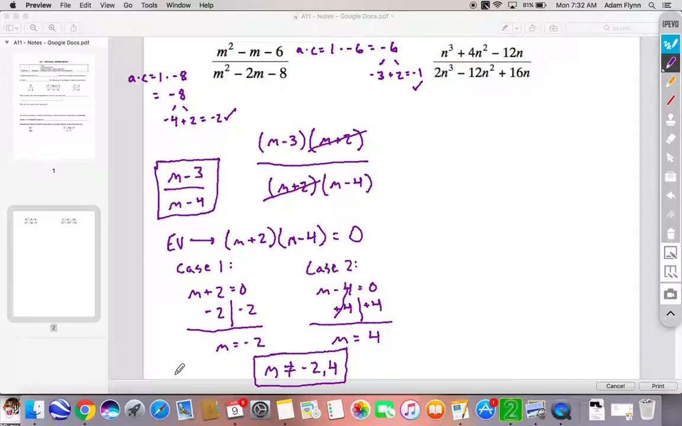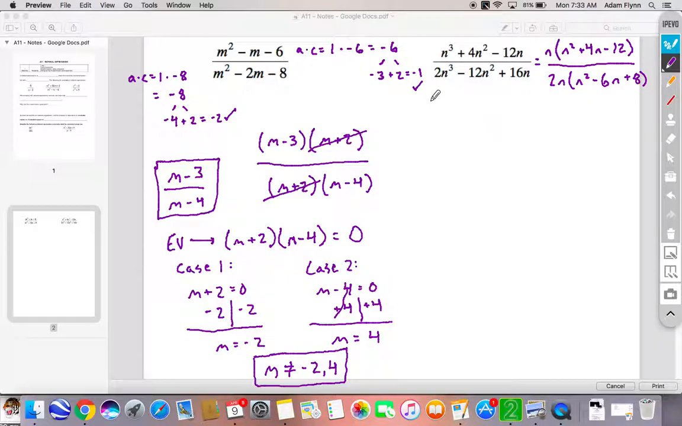Perfect. So now I'll move on to my next one. First, I'll take out my greatest common factor. Up top I can take out an n, and that leaves me with n squared plus 4n minus 12, all over, I can take out a 2n, and that'll leave me with n squared minus 6n plus 8.